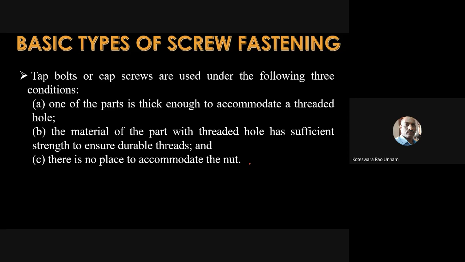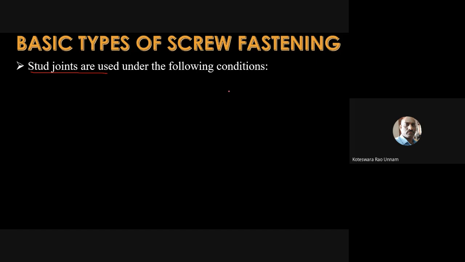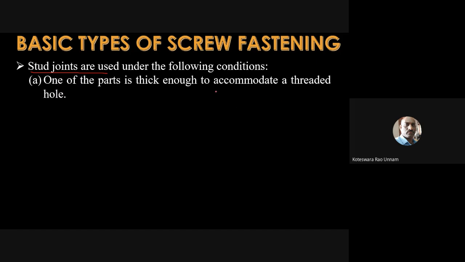Similarly, the remaining two are also quite opposite to what we discussed in the case of through bolts. So under these three conditions, we can go for either tap bolts or cap screws. Then the last one is stud joints. Under what conditions are these stud joints going to be used? The first one is that one of the parts is thick enough to accommodate a threaded hole.